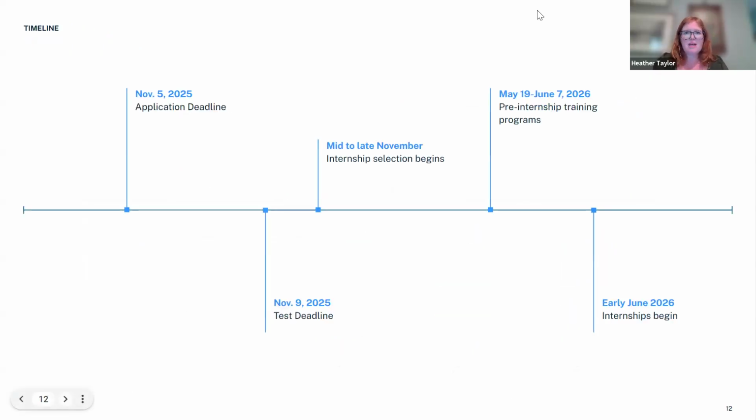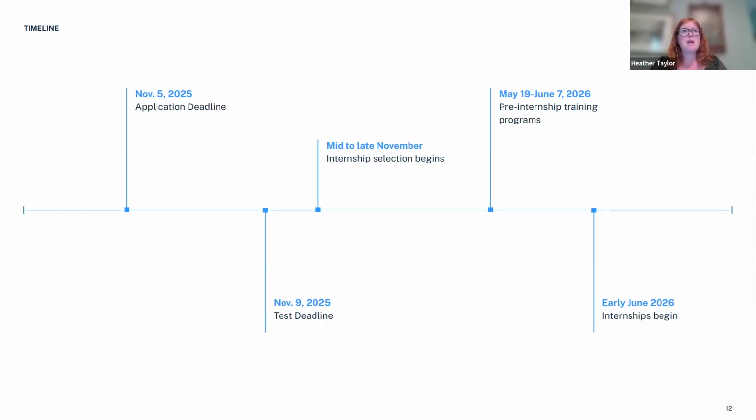And this is just the timeline of expectations. So application deadline is November 5th. For some reason, everyone always likes to wait to the very last day. So everyone who applies on November 5th, on November 6th, I will be sending them the link from Synap to create their account and take the test. Everyone will have until November 9th to take the test. November 9th at 11:55 p.m. Eastern Time is when Synap is turning off.